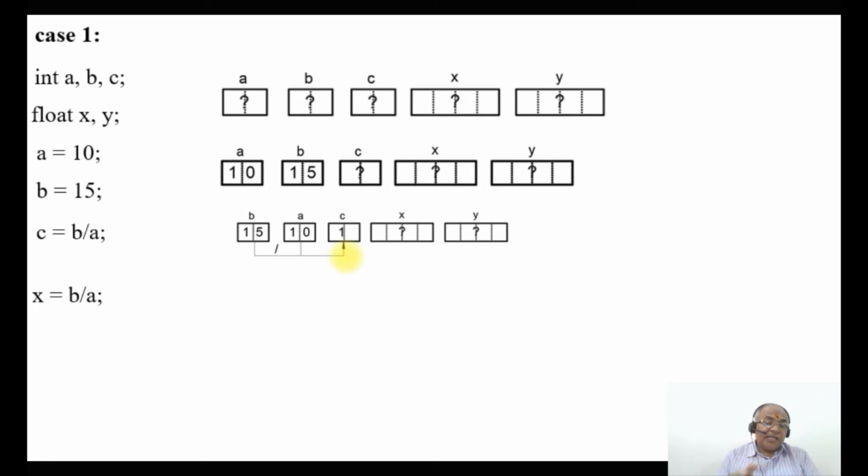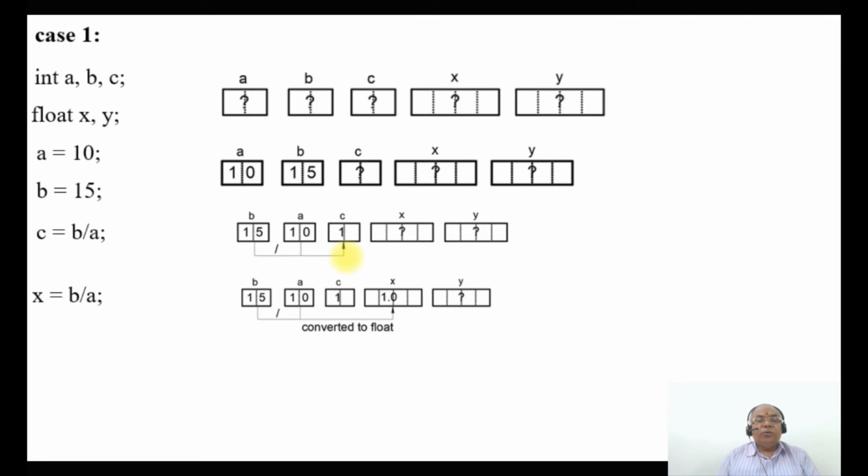So what is x? x, again, is a floating value. b is an integer value. a is also an integer value. Again you are going to get 1. But here we will not get 1, because the x value that you have is a float.